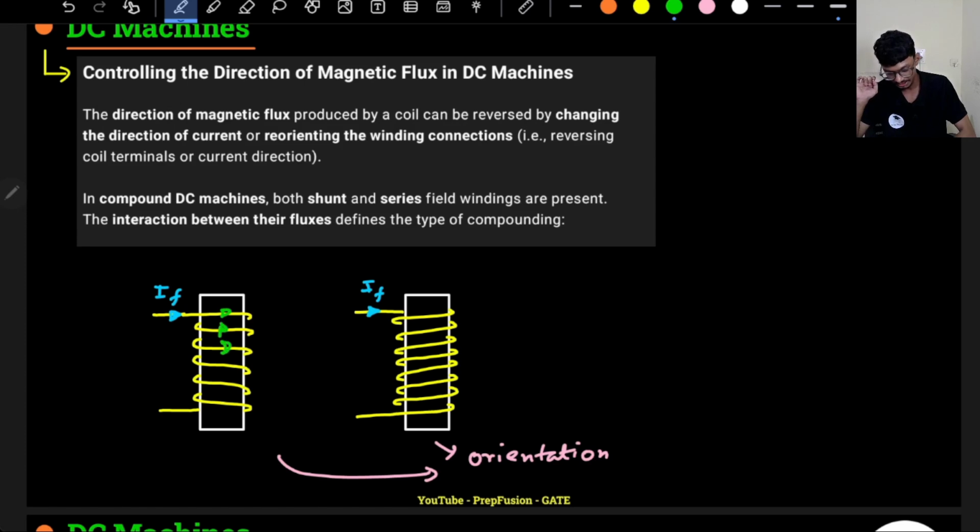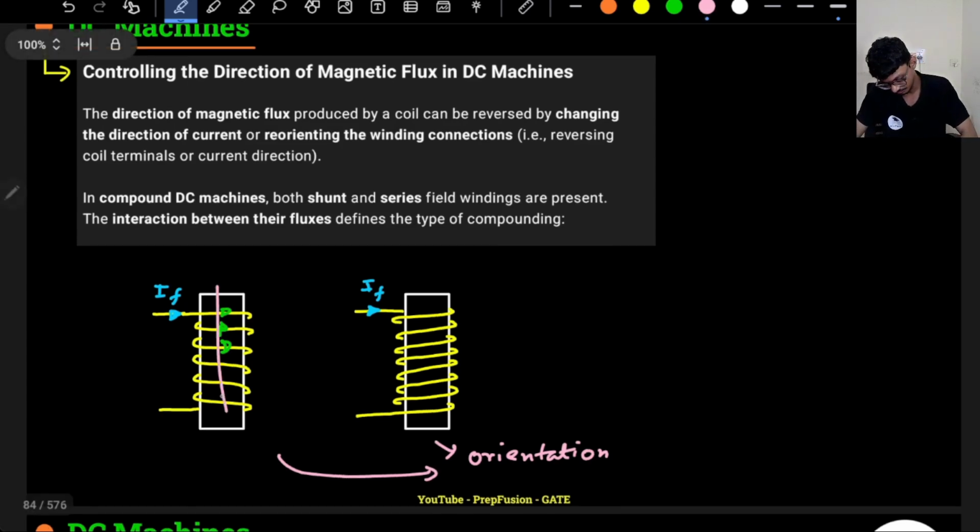So if I use my right hand and curl my fingers along the direction of the current, I see that the magnetic field is in the upward direction now. What if I wanted to change this magnetic field direction? How will I change it?